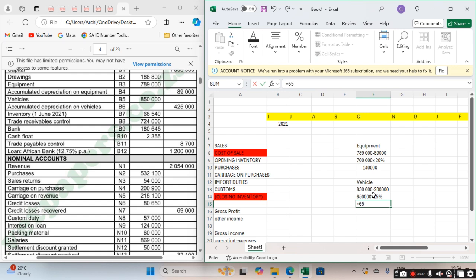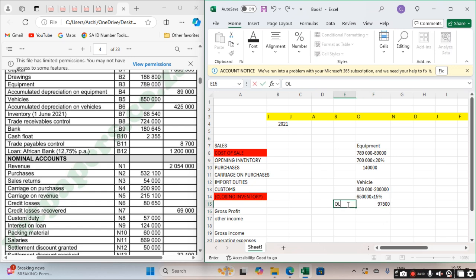So when you say 650,000 multiplied by 15%, and then you get 97,000. We get our 97,000. Okay, and then again, now we're calculating the new vehicle.